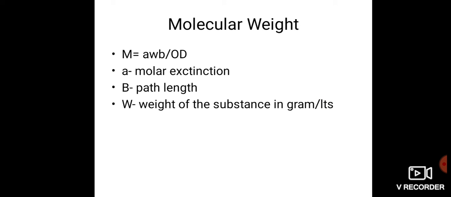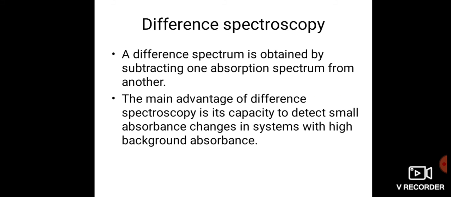Then people use this method for molecular weight determination also. By using the formula M = AWB/OD, where A is the molar extinction coefficient, B is the path length, and W is the weight of the substance in grams per liter, we can calculate the molecular weight of a substance.